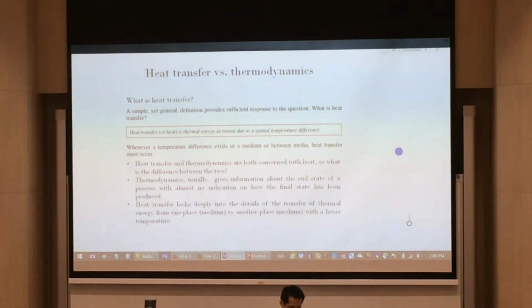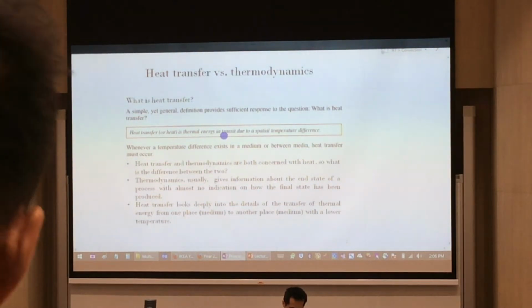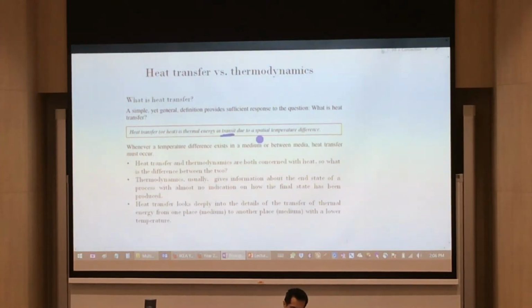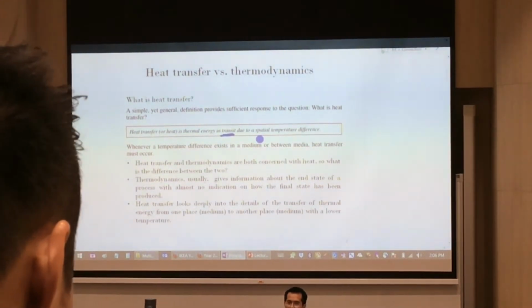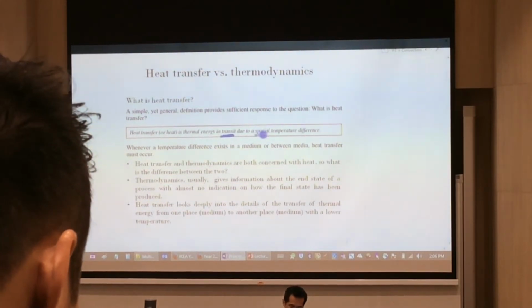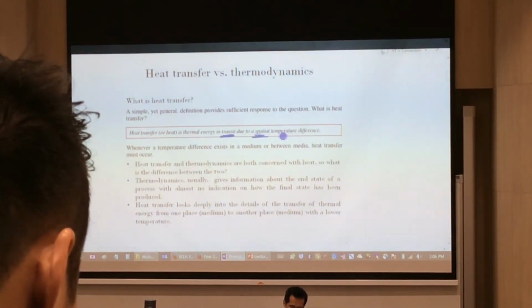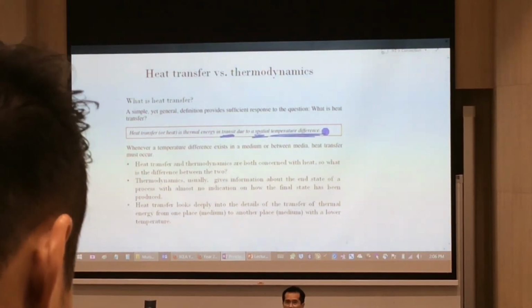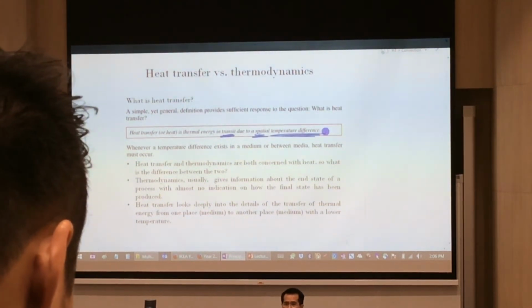So heat transfer is thermal energy in transit. So there is this T word over here. In transit due to spatial temperature difference. That's a formal definition. Spatial here just means in 3D space. And you can see that part that I was talking about, as long as there is a temperature difference, you get heat transfer.